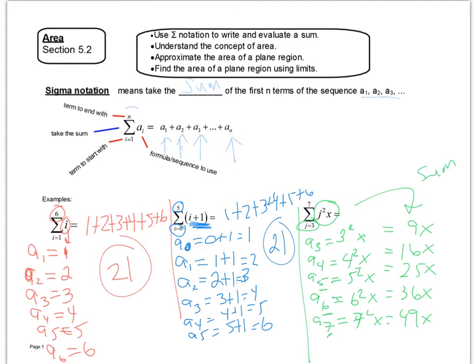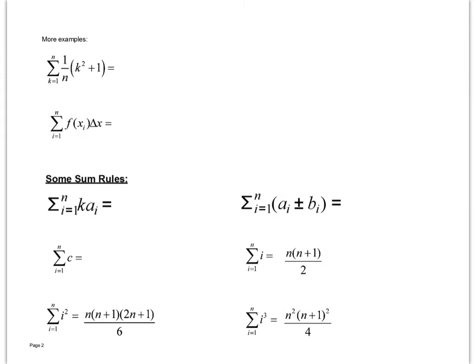Now I have to add all those up. Okay, I have to sum them, total them. When I add all those up, I get 135X. And there you have it. So you can have variables in your answer. That's all good. All right, so let's do a few more examples.